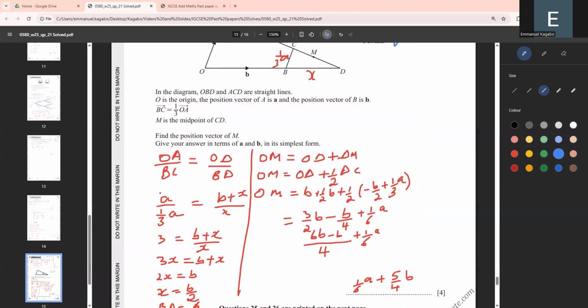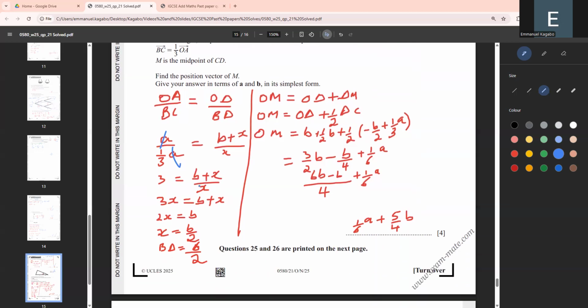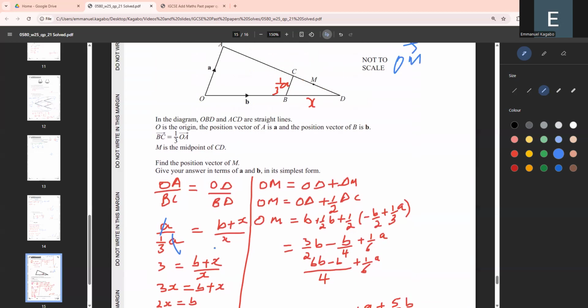What do I do next here? This one, when you divide the A's, cancels out, and the 1 divided by that gives me 3 equals B plus X over X. Cross multiply, I'll get 3X equals B plus X. Collect like terms, I'll get 2X equals B. So this is, I've got my BD.